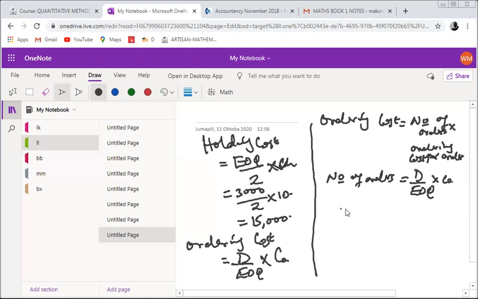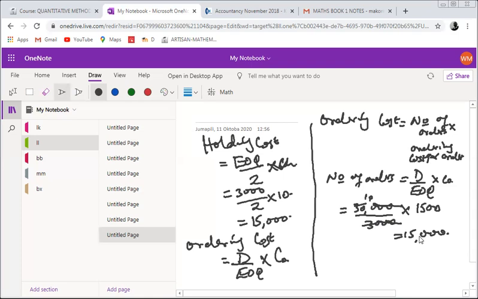So in this case, the annual demand was 30,000 divided by the EOQ, which is 3,000. Then we multiply by the ordering cost, which is 1,500. You find this goes to this. This one is going to be 10. So again, here you are going to find this is going to give you 15,000.